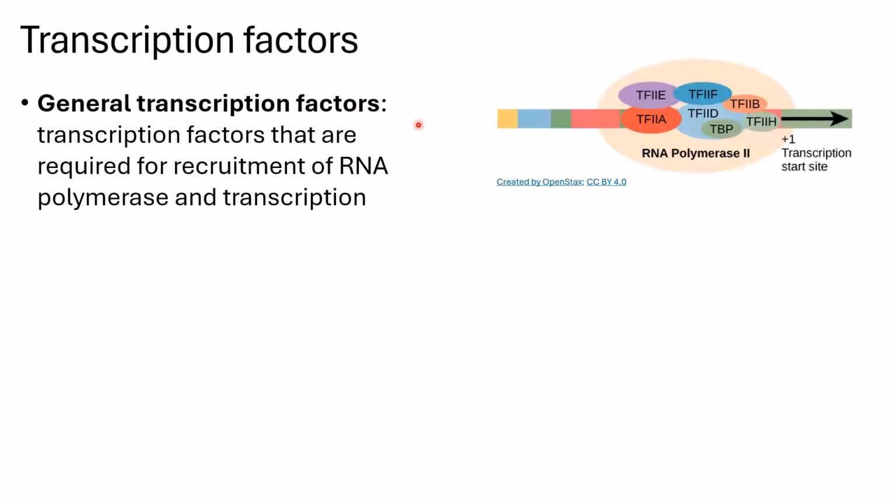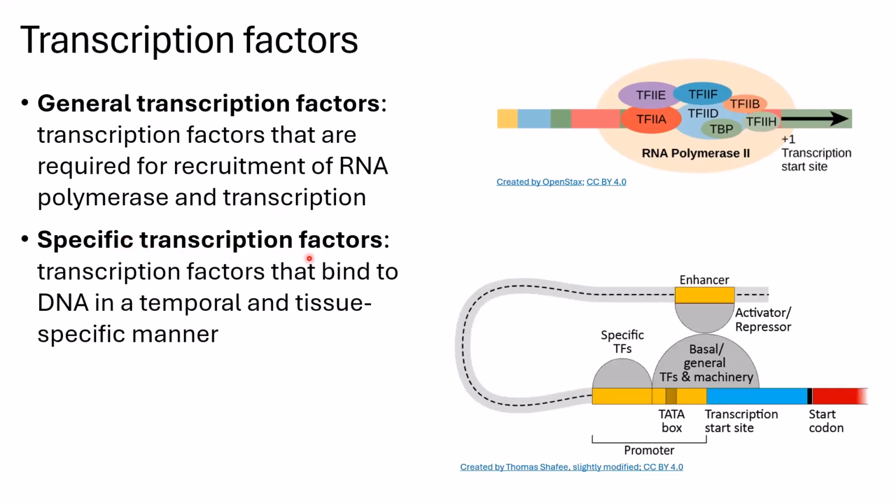Recall that various transcription factors called TFII bind to the promoter and recruit RNA polymerase II. These are general transcription factors that are needed every time transcription occurs. However, there are also specific transcription factors that will bind to DNA only at specific times or in specific tissues. They can act as activators to increase transcription or as repressors to decrease transcription by blocking other transcription factors.